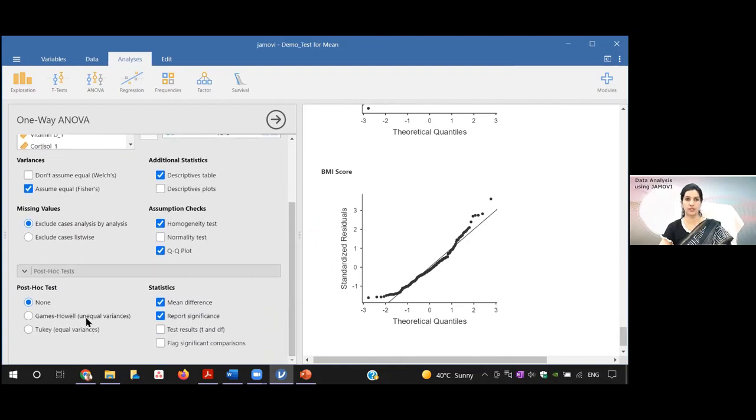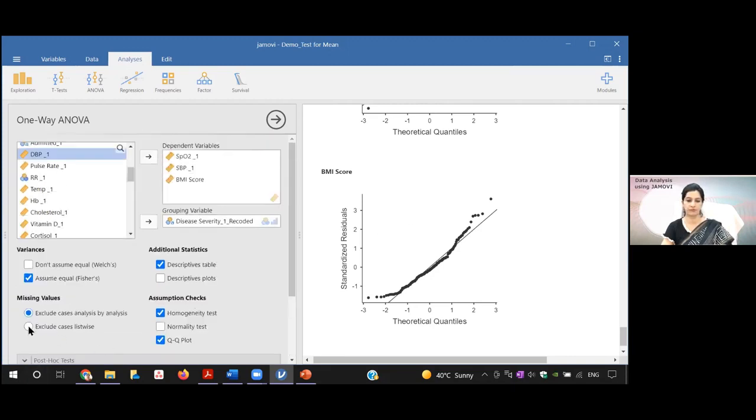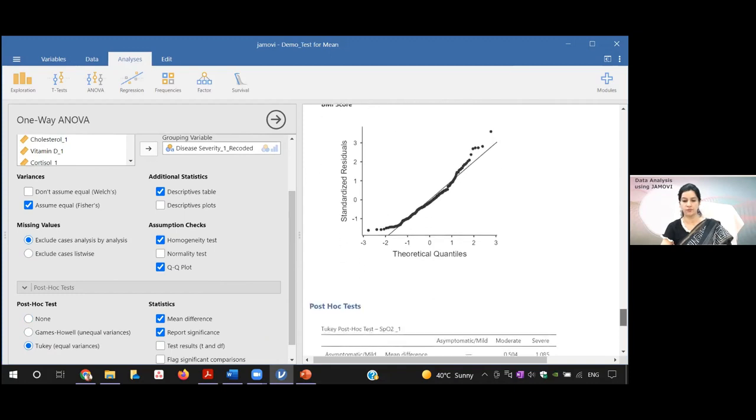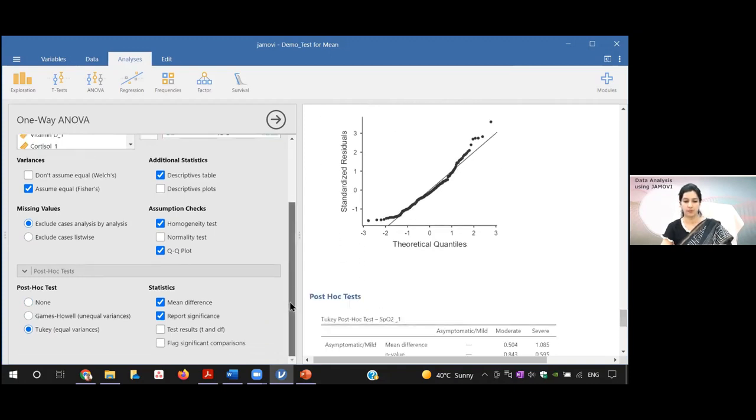So there are two options. Can you see here? In SPSS, there are many options, so we get confused whenever we see that. But Jamovi has kept it simple. So in this case, since it is normally distributed and Levene's statistics show that it is of equal variances, in that case, I will use this Tukey's post hoc. This Tukey's post hoc test will show you the mean difference, report significance, and then maybe flag significant comparisons, because then it shows you the star mark.